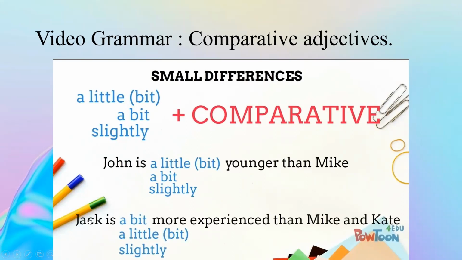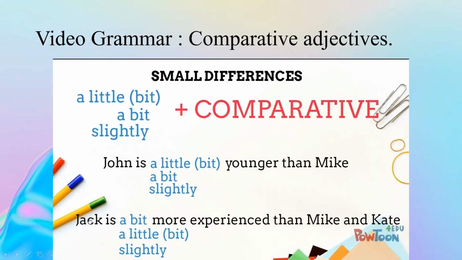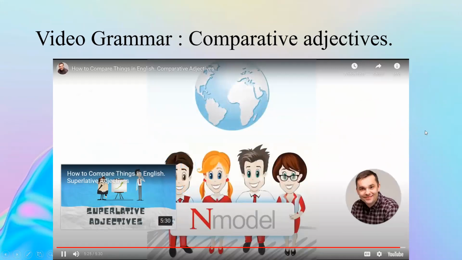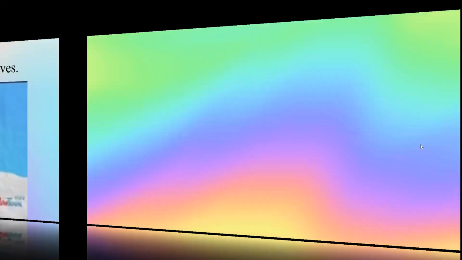And one more example with a long adjective. Jack is a bit more experienced than Mike and Kate. Jack is a little bit more experienced than Mike and Kate. Jack is slightly more experienced than Mike and Kate. This is all about comparatives. Okay, you heard? Okay.